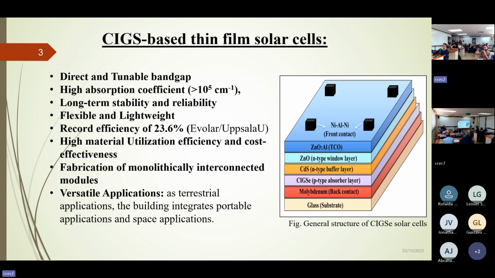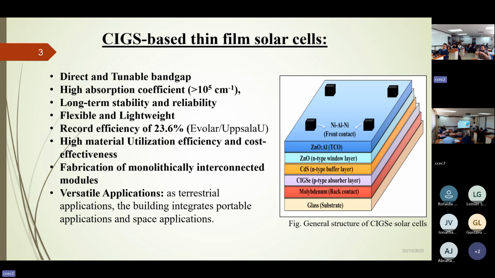Before starting the design, I would like to say a little bit about copper indium gallium diselenide solar cells, which are second generation solar cells. Normally these solar cells are a stack of different layers. They use a glass substrate, molybdenum as the back contact, copper indium gallium selenide as the p-type semiconductor absorber layer, and CdS and zinc oxide as the window layer.